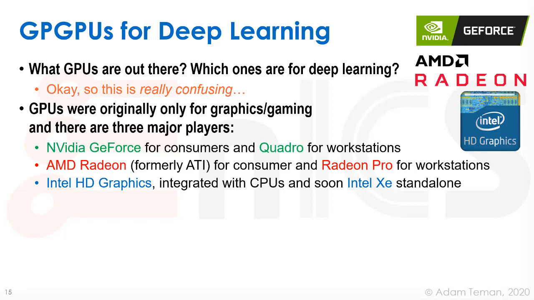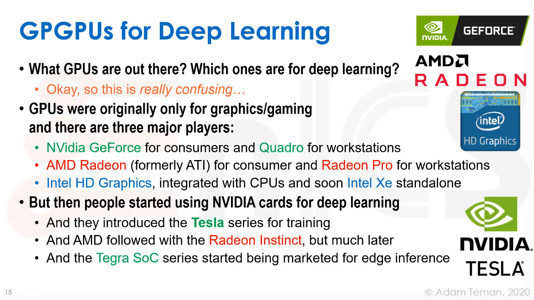GPUs were originally only for graphics and gaming, and there are three major players in this field. NVIDIA has a line called GeForce, which is for consumers, and Quadro cards for workstations. AMD, which used to be ATI, was the big competition of NVIDIA in the GPU market. Their line is called Radeon for consumers, and Radeon Pro for workstations. Then you have Intel, which several years ago started integrating Intel HD graphics onto the CPUs, and soon we'll have the Intel Xe standalone that they've been promising.